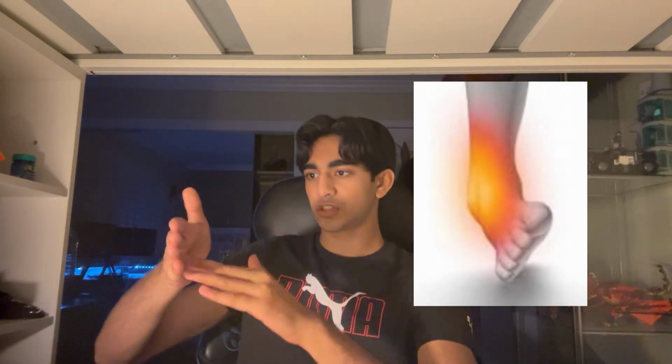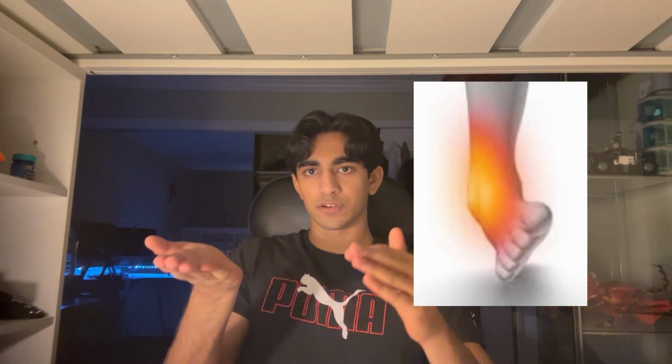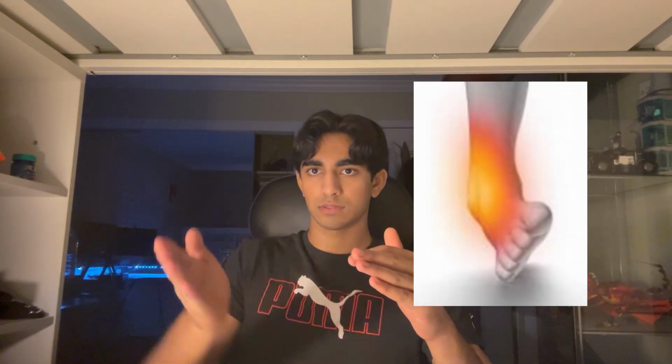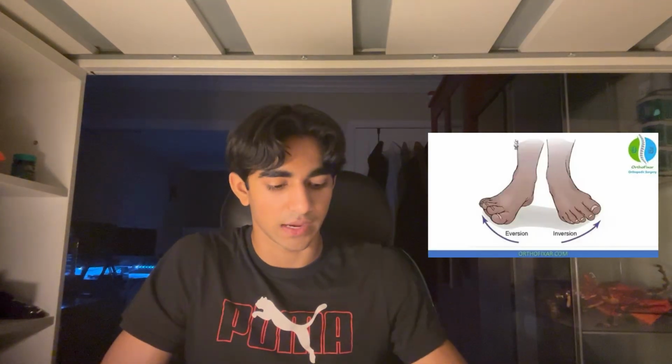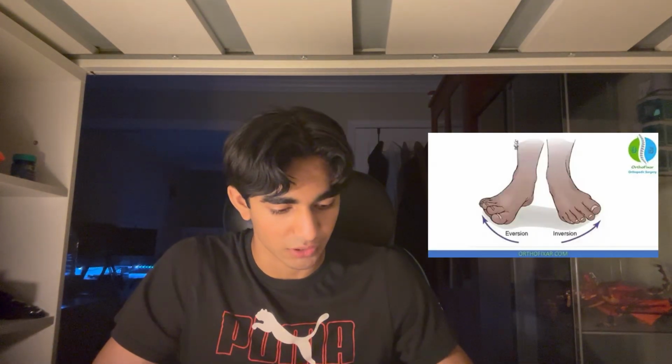About 90% of ankle injuries involve the inversion of the foot. So if this is your foot, this is inversion if you were to twist your ankle like that, and this is eversion going out. So, yeah, I'll have a diagram showing.